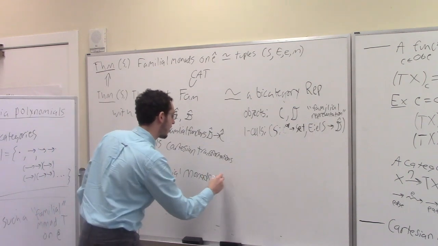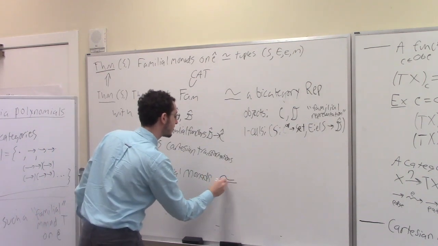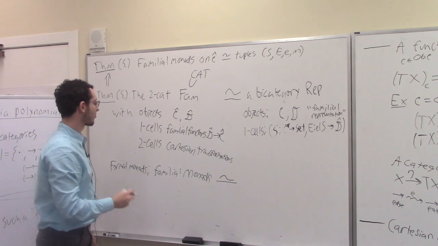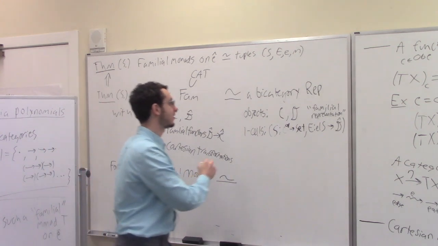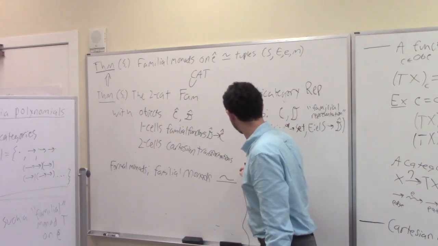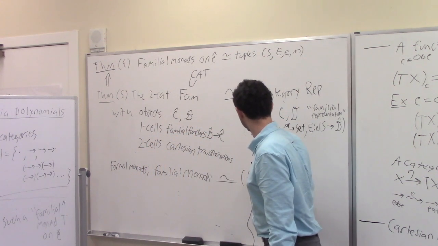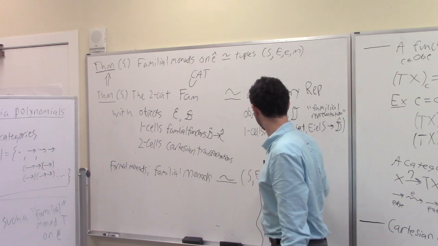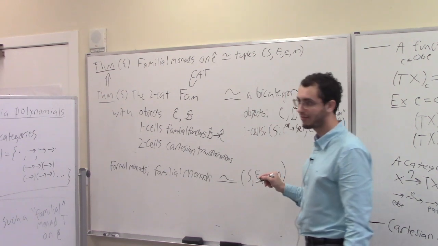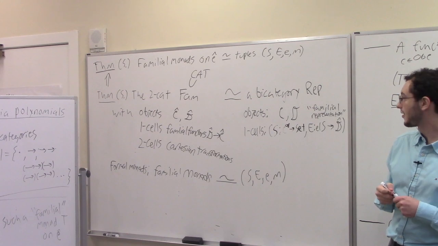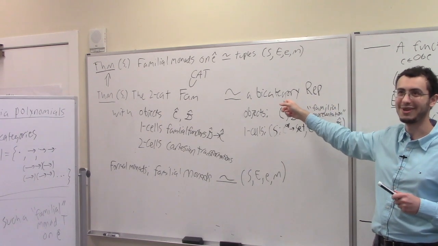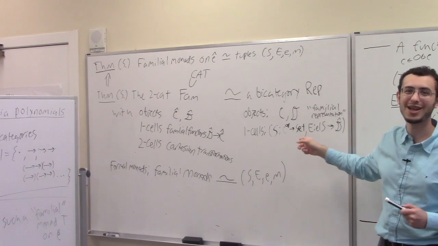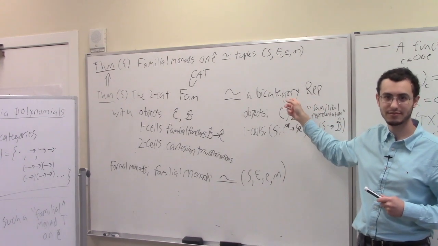And what this result implies is that the formal monads in these two agree. And so on this side, that's familial monads. And on this side, that's these tuples S, E, little e, and M. And so proving this characterization is implied by proving this equivalence.